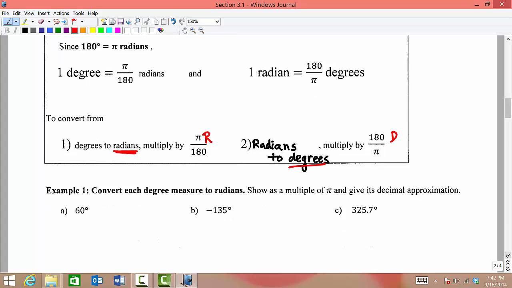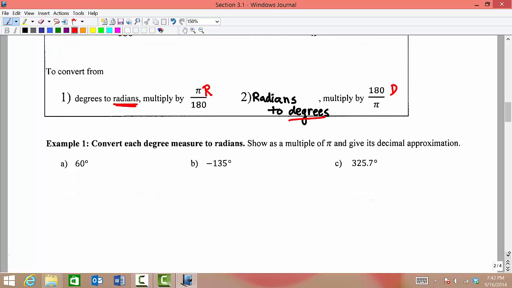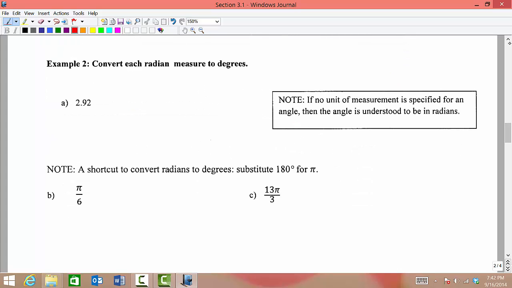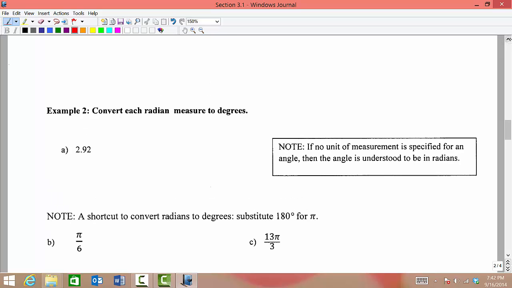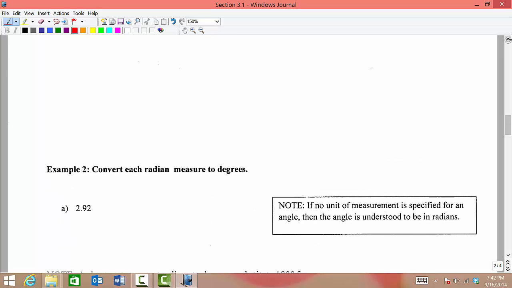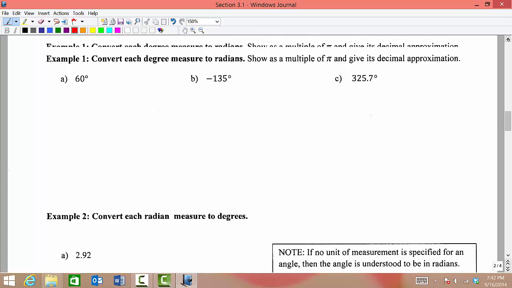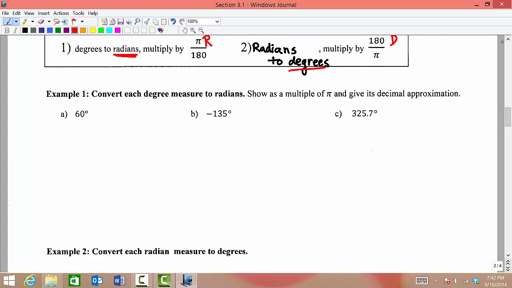So let's do a couple of conversions here. Here we're asked to convert from degrees to radians. So 60 degrees converted to radians.